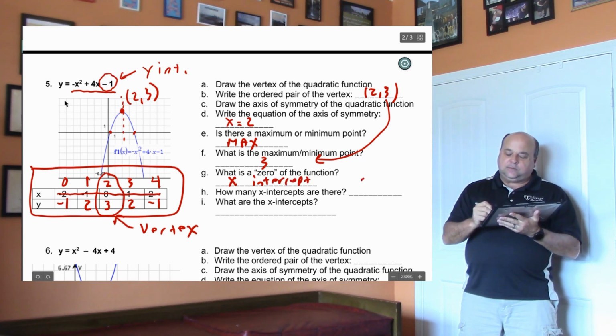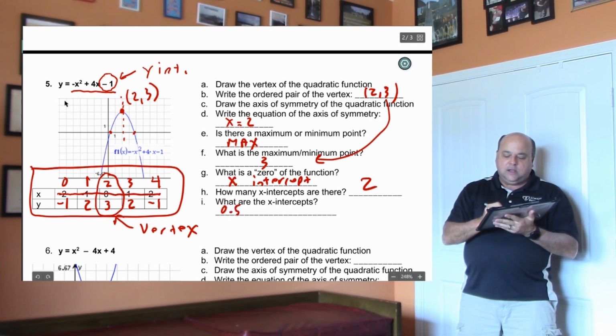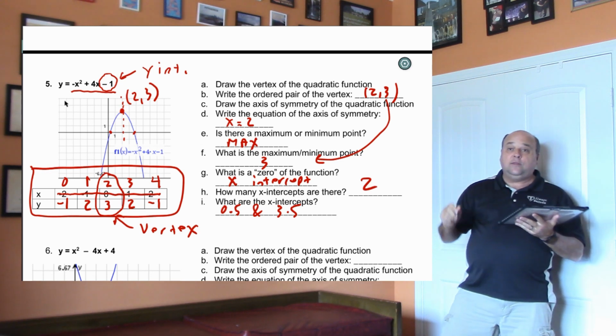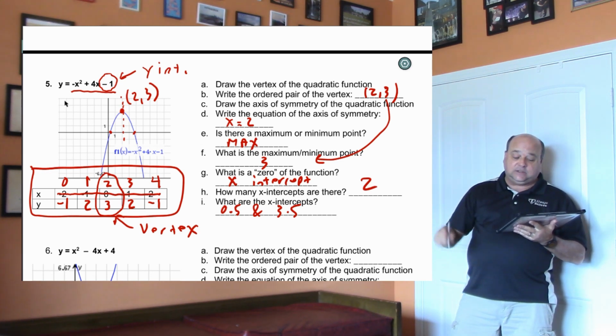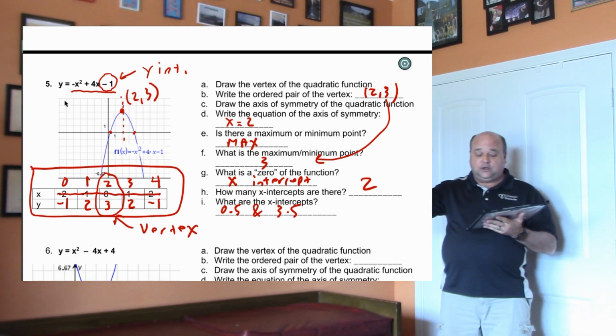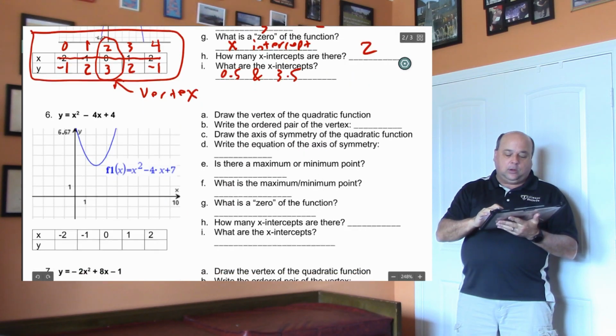How many x-intercepts are there? 2. And just guess what they would be. Let's just use 0.5 and that would be 3.5. Okay, somewhere between 0 and 1 and 3 and 4 is where it crosses the x-axis. We could get the exact value on the calculator, okay? I'm not going to do that. It'll be too time consuming.